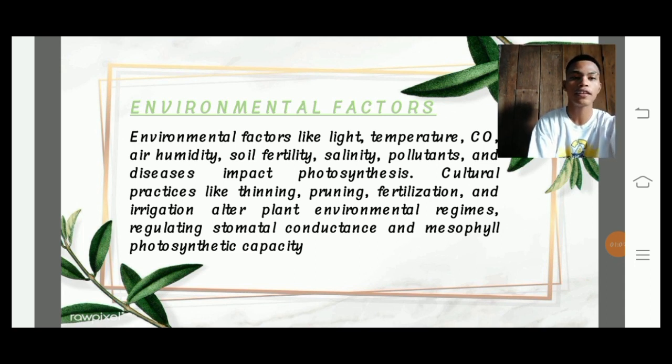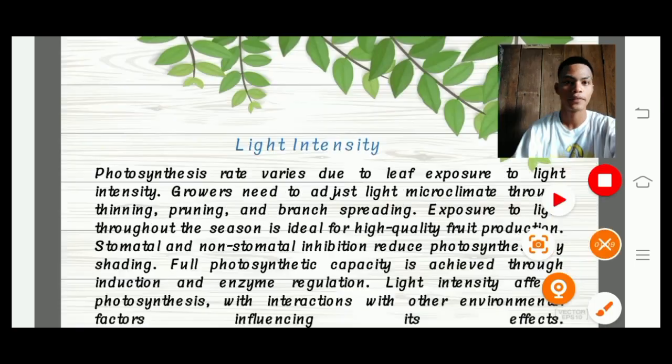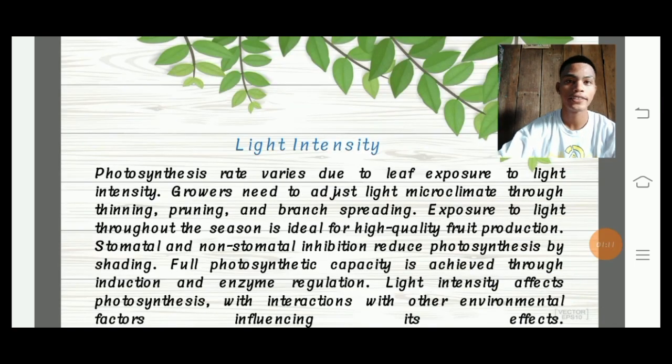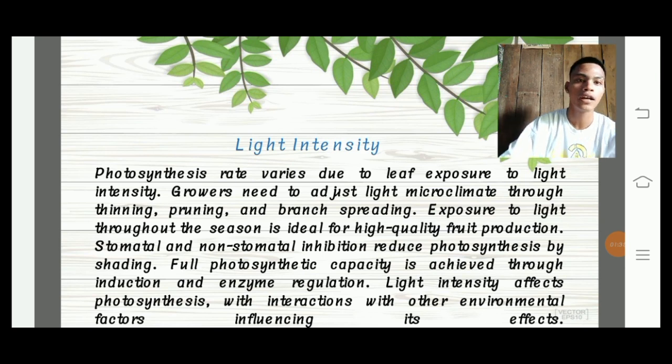environment and living organisms. So the next is light intensity. Photosynthesis rate varies due to leaf exposure to light intensity. Growers need to adjust the microclimate through thinning, pruning, and branch spreading. Exposure to light throughout the season is ideal for high quality fruit production.